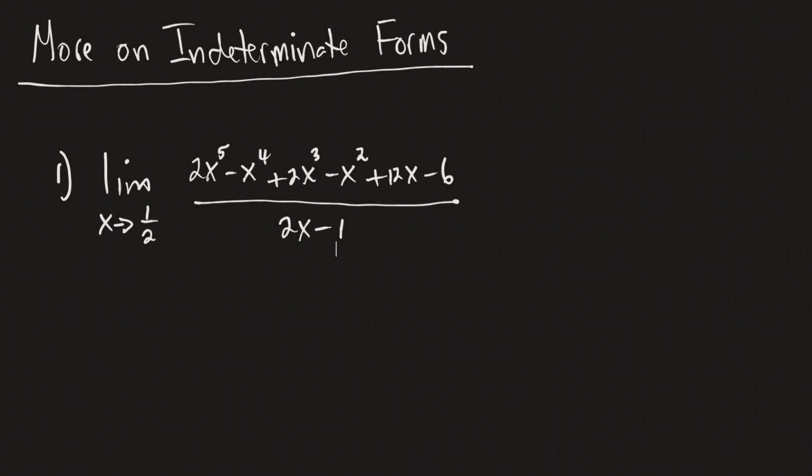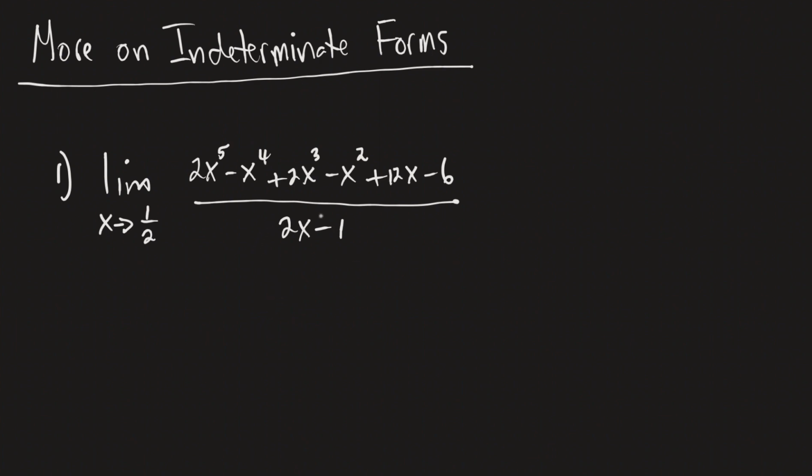In this video, we'll take a look at a few more examples of limits that involve indeterminate forms, that strange and dreaded 0 over 0. And here we have an example of a rational function. The numerator is a fifth degree polynomial, and the denominator is a linear polynomial.